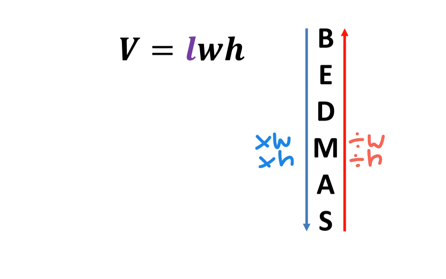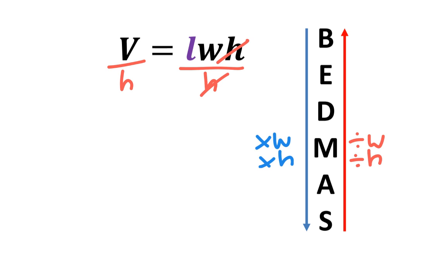If you remember, when using BEDMAS, you move from B all the way down to S. But today, we're going to move the opposite direction. We're going to move from S all the way up to B, which means we're going to divide by H and then divide by W. Over here, I'm going to divide by H. But what you do to one side, you must do to the other side.